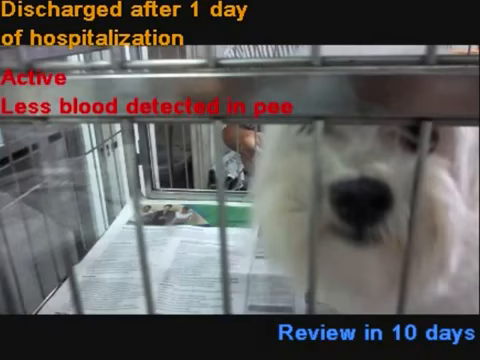The dog was discharged after a day of hospitalization as he was recovering well. There was less blood present in the urine and the dog seemed happier. To ensure that he had fully recovered, a review was done 10 days after discharge.